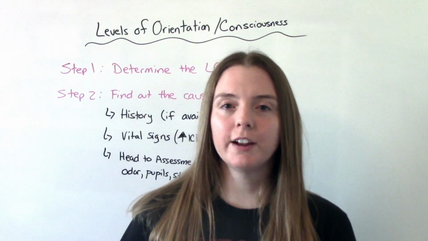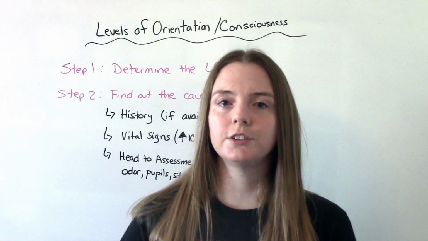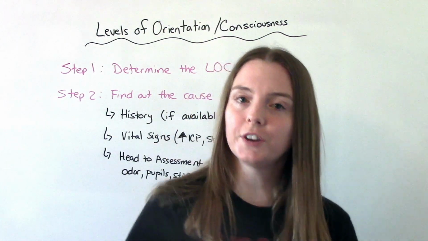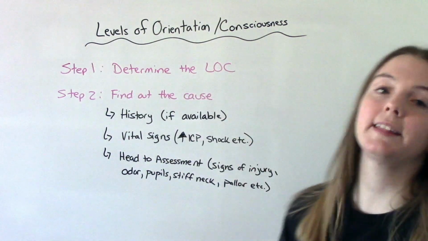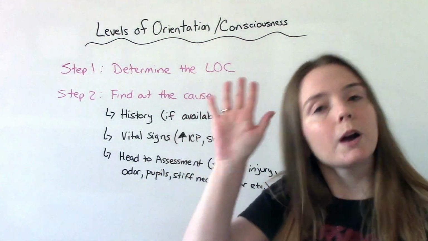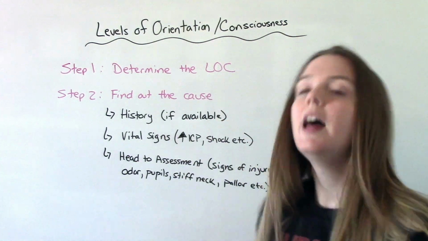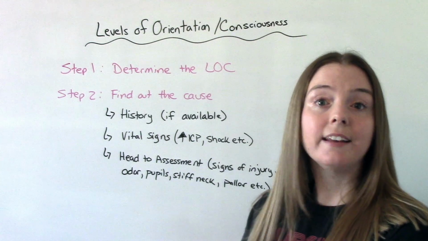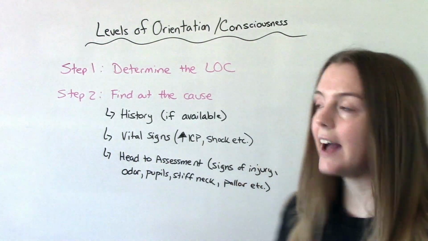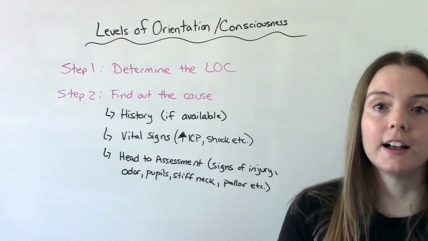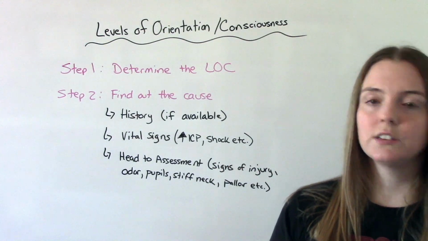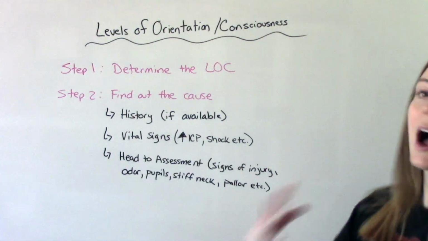When it comes to caring for these patients, you really only have to do 2 steps. So the first step is determining that level of consciousness. So that's why we went through all the various types. Then after we figure out what kind they have or what level they're at, find out the cause. And there can be lots of different causes for these things. So how do we find the cause?